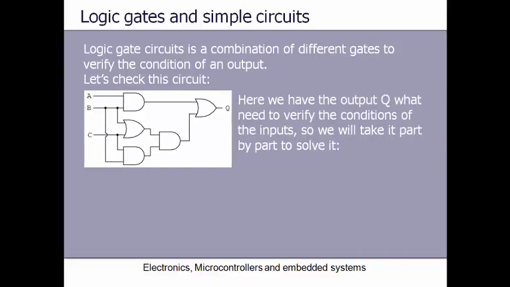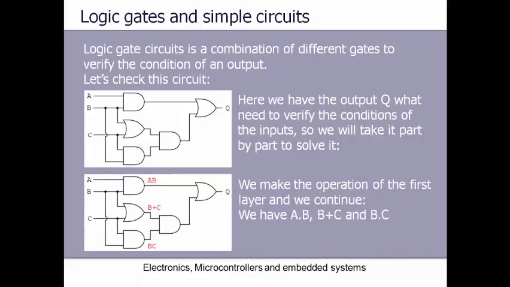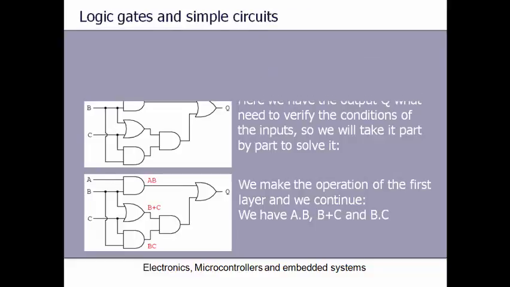We have 3 inputs here, and the output is Q, but we need to verify the condition we have before. Let's take it step by step. So we have A and B, the first layer, and B or C, and B and C. So we will have those 3 results for the moment.